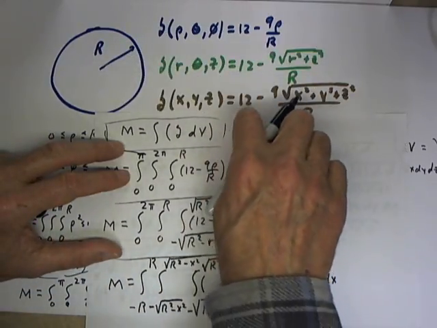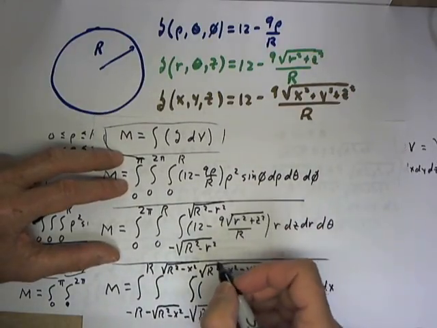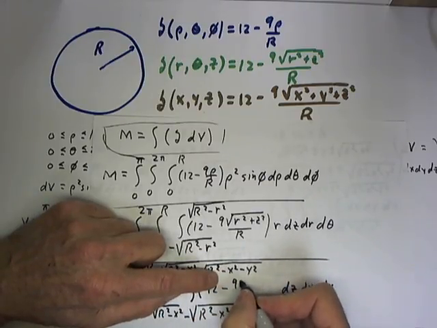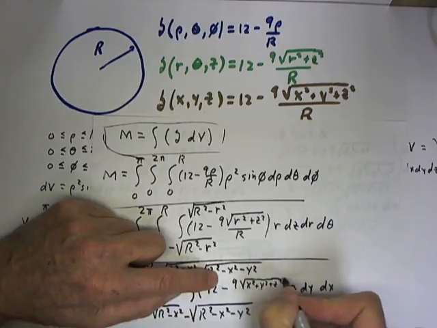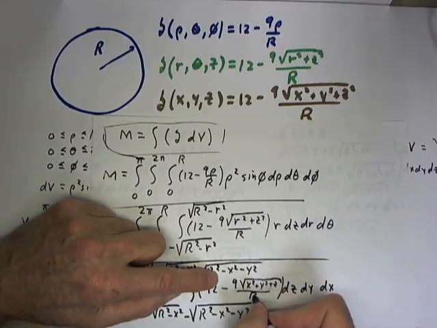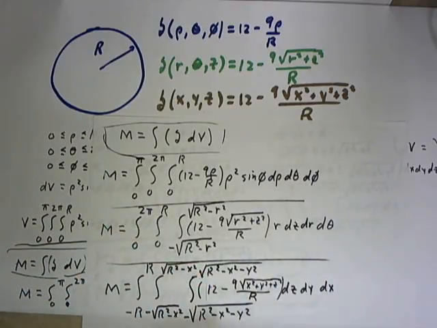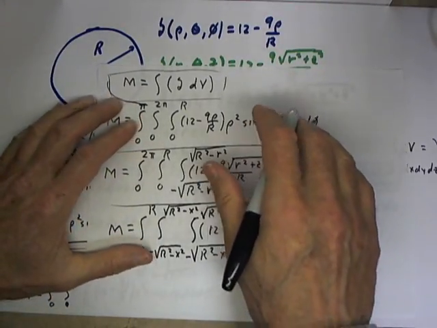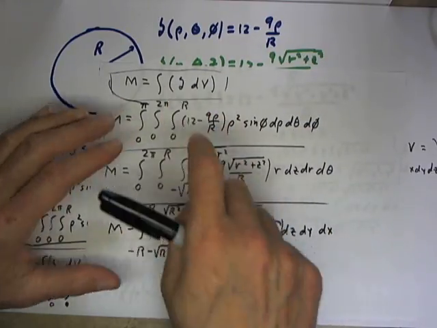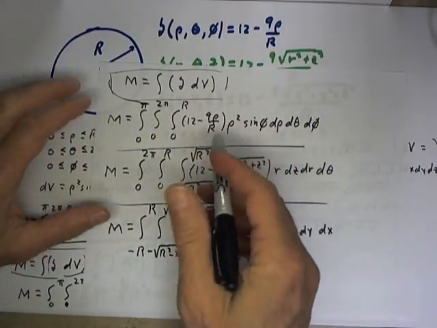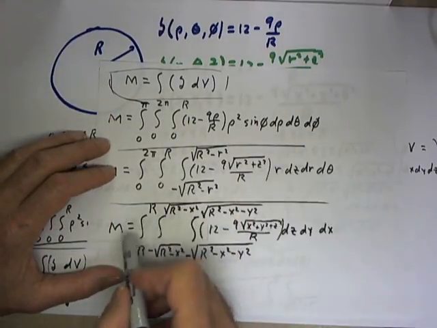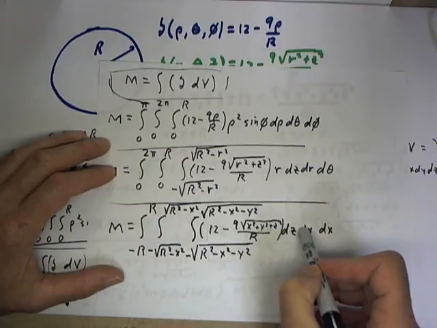And of course, our density function is again 12 minus 9 times the square root of x squared plus y squared plus z squared over big R, with respect to z, with respect to y, with respect to x. What should be clear is that in this case, with the density function being a function only of rho, our integration in spherical coordinates is going to be somewhat simpler than in cylindrical, which is in turn simpler than it would be in rectangular coordinates.